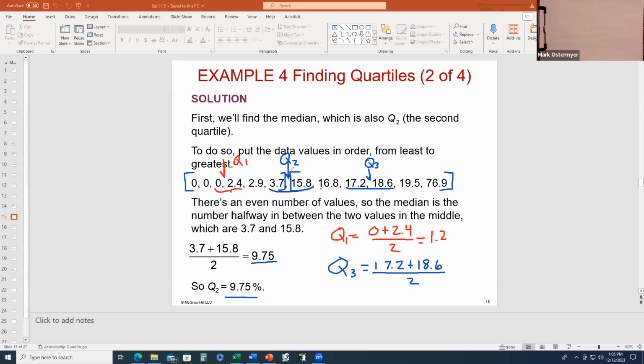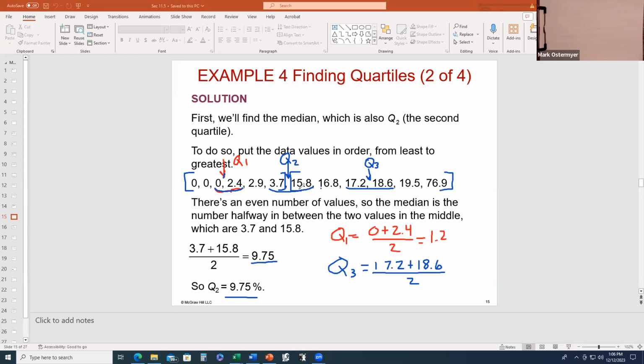Okay, the lower half of your data has how many observations in it? How many observations are below Q2? Well, that would be the 3.7, the 2.9, the 2.4, the 0, the 0, the 0. So there's 6 observations below Q2. So Q1 is going to be the median of those lower 6 values, the lower half of your data set. Since there's 6 observations below Q2, the first quartile is going to be the average of the middle 2 data values of the lower 6 data values, which is the average of 0 and 2.4. So to find the first quartile, we take 0 plus 2.4 divided by 2, we get 1.2. That would be your first quartile.